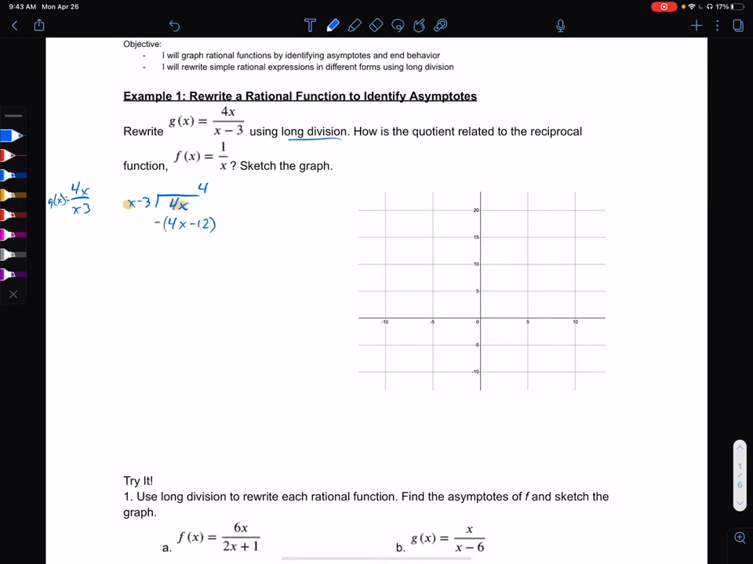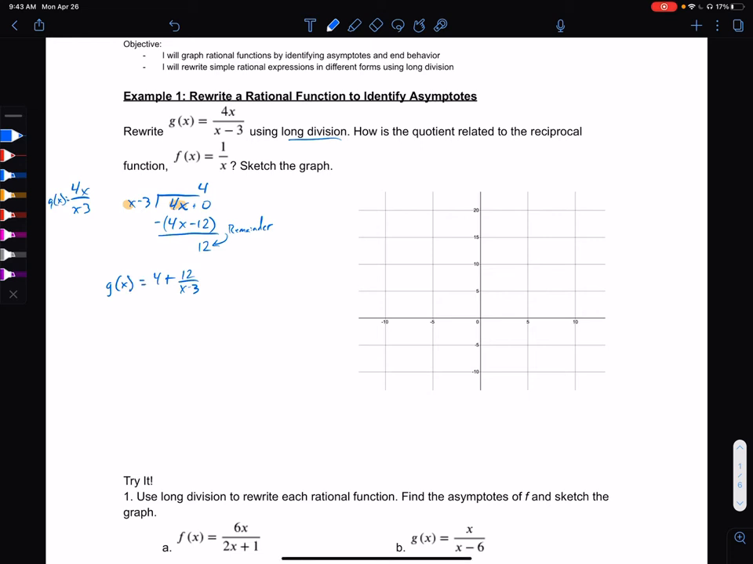And then we want to subtract those. You can remember that there's a 0 here. So 4x minus 4x would cancel out, and then 0 minus negative 12 would give us a 12. Now this, we want to remember, is our remainder. And what that means is I can rewrite this expression as 4 plus 12 over x minus 3. So this is my g of x. All right, so g of x can be rewritten as 4 plus 12 over x minus 3.